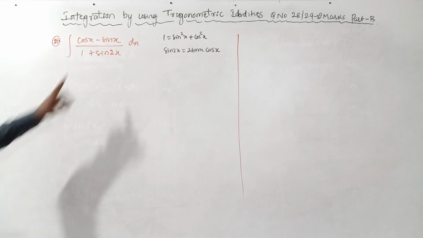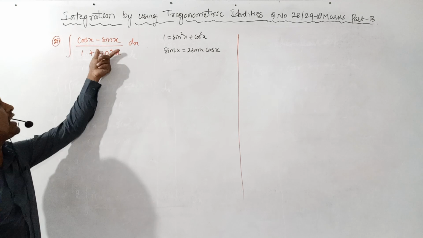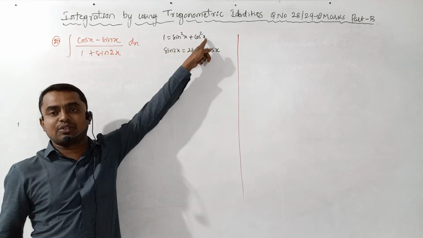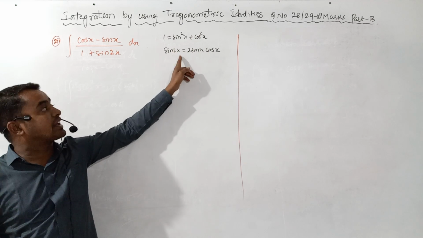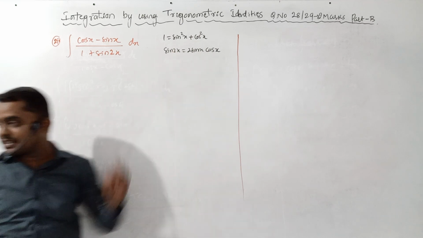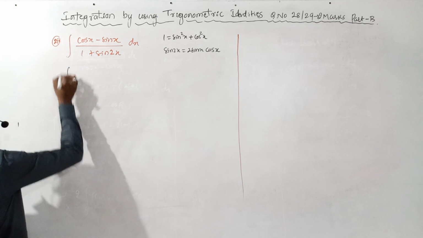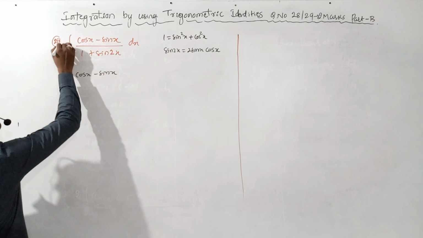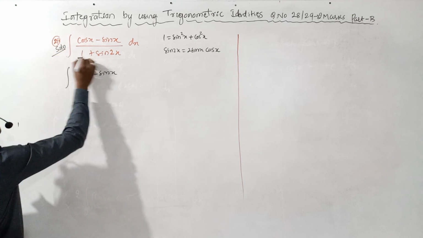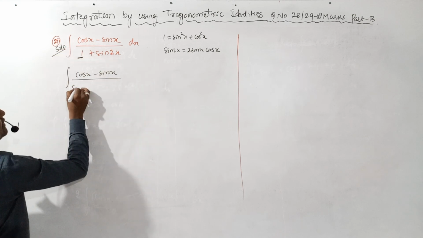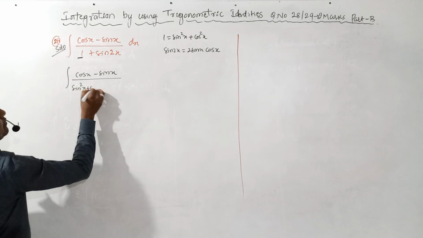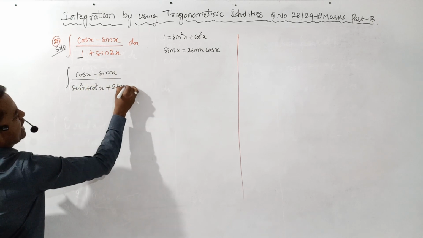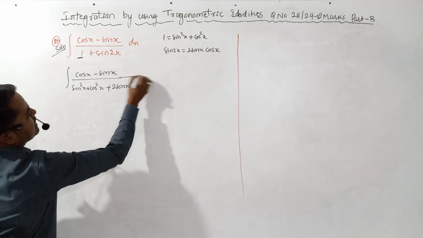Next problem: integration of (cos x minus sin x) divided by (1 plus sin 2x) dx. Here instead of 1 we are writing sin square x plus cos square x. Instead of sin 2x we are writing the formula 2 sin x cos x. Now write cos x minus sin x as it is in the numerator. 1 can be written as sin square x plus cos square x, plus sin 2x means 2 sin x cos x dx.